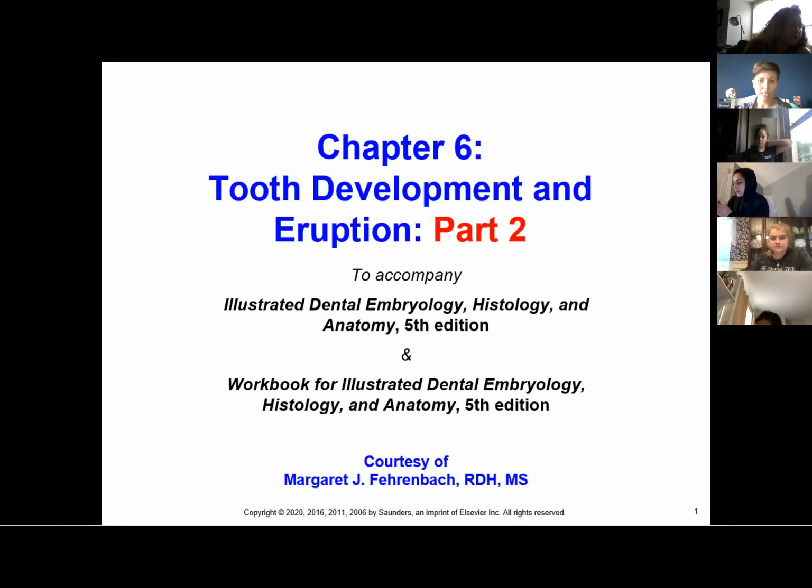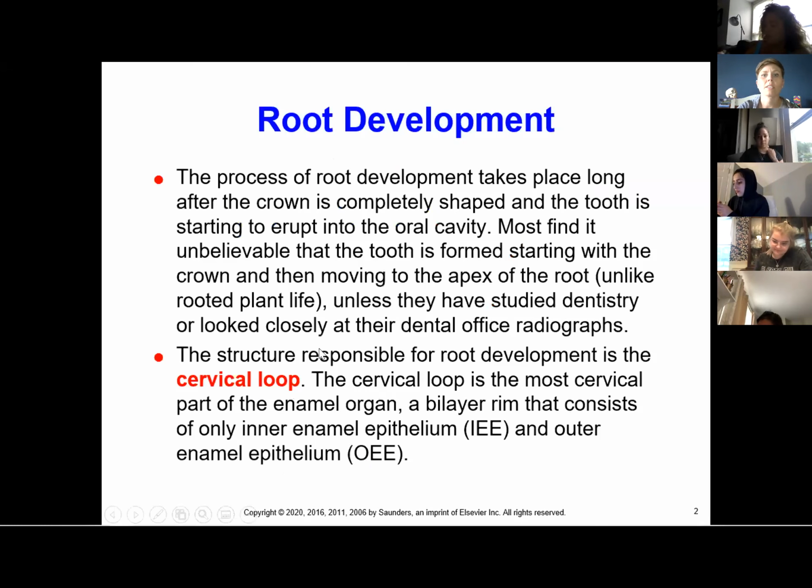Like I said, I'm totally hitting on the highlighted parts. So here we go. You guys can read the rest if you so feel fit. I would hope so. All right, so the structure responsible for root development is called the cervical loop. The cervical loop is the most cervical part of the enamel organ, a bilayer rim that consists of only the inner enamel epithelium and the outer enamel epithelium.